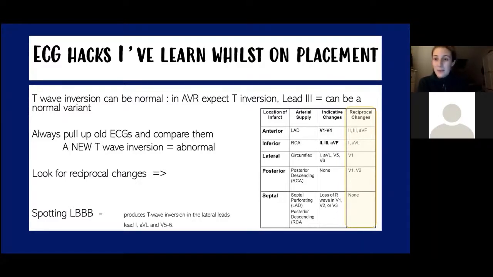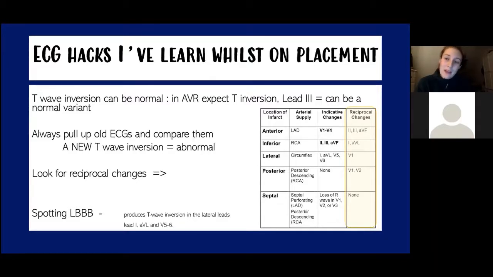With the way some people present at hospital, they can have a series of ECGs, and they're really, really useful for comparing to. And then look for reciprocal changes. So when you've got that ECG in front of you and you can see an ST elevation in V2 and V3, you're going to look to the other side of the ECG and see if they've got ST depression in, say, leads 2, 3 or AVF, and that supports the idea that the patient is having a STEMI if you have those reciprocal changes. And then look for left bundle branch block as well.